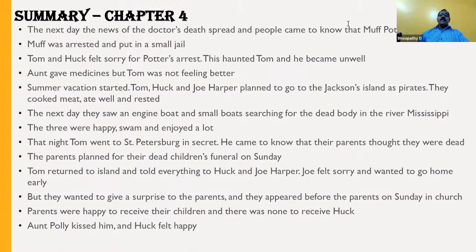It was a small jail in the town of St. Petersburg. Tom and Huckleberry Finn could not digest it. They were very unhappy and sorry to see the arrest of Muff Potter. This terrible incident haunted Tom, and he became very unwell. Aunt Polly was very worried about Tom's health. She gave medicines, but Tom was not feeling better. He had many terrible dreams, again and again, of what he saw there in the graveyard.